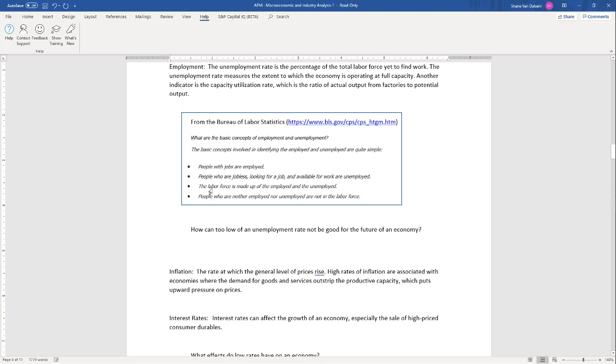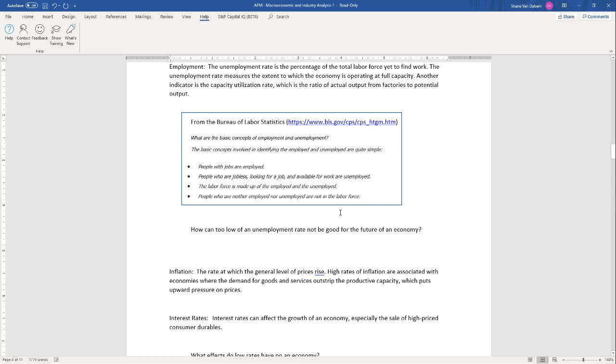The labor force is made up of the employed and the unemployed. People who are neither employed nor unemployed are not in the labor force. So people like my wife, people like my parents, who are both retired, are not employed, nor are they unemployed.